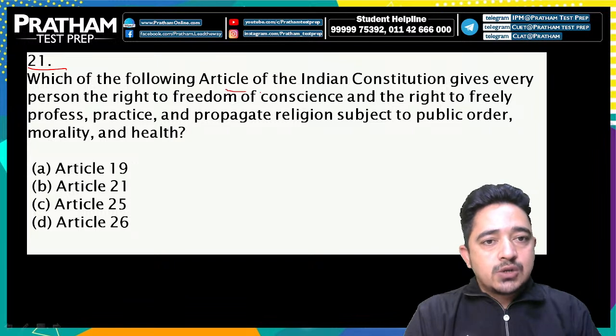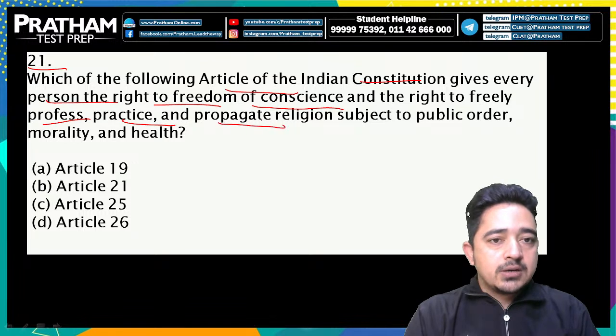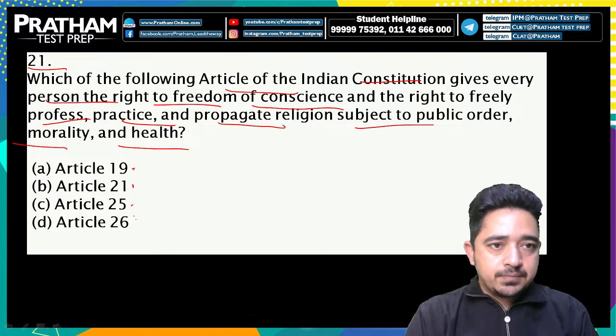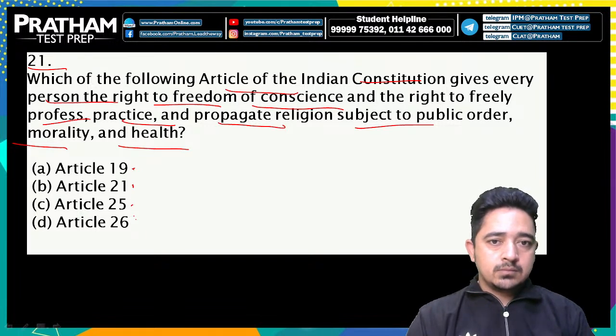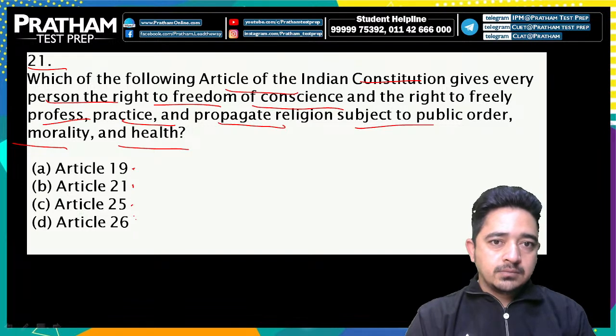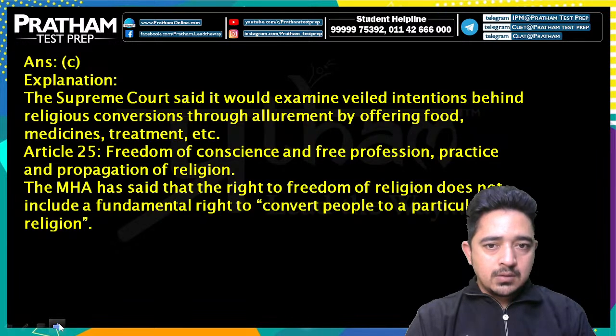21st, which of the following articles of the Indian Constitution gives every person the right to freedom of conscience and the right to freely profess, practice, and propagate religion subject to public order, morality, and health? Article 19, 21, 25, 26. C is the right option.